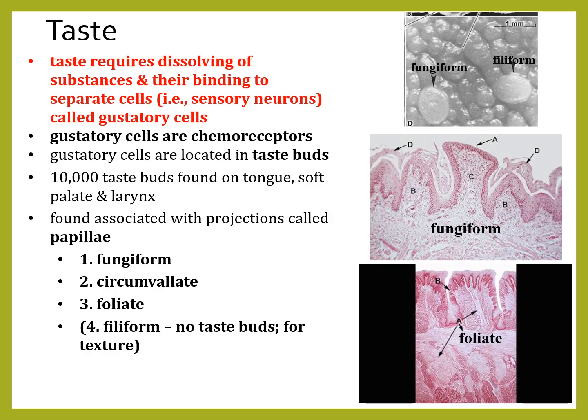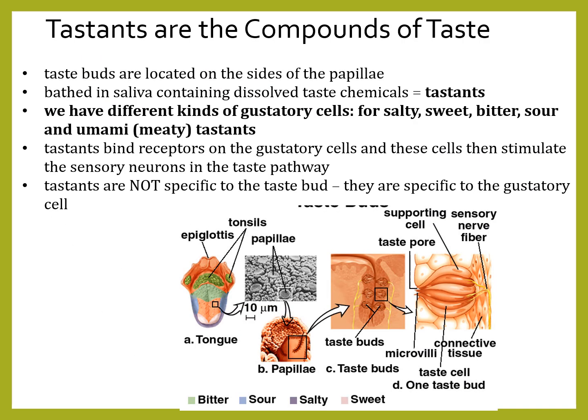Our taste buds are found associated with surface projections that are called papillae. On the tongue, there are numerous types of papillae. There are the fungiforms, the circumvallates, the foliates, and we also have another type of papilla called filiform, but these are not for taste. These don't bear taste buds. They allow us to detect the texture of our food, and the texture of our food sometimes can be just as important, if not more important, than the taste of it.